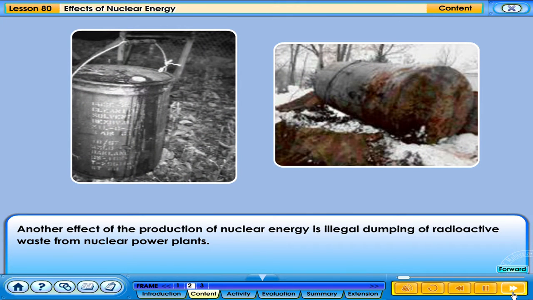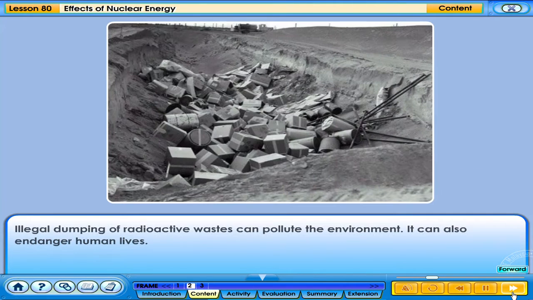Another effect of the production of nuclear energy is illegal dumping of radioactive waste from nuclear power plants. Illegal dumping of radioactive waste can pollute the environment. It can also endanger human lives.